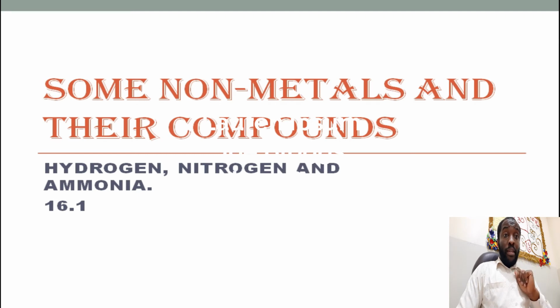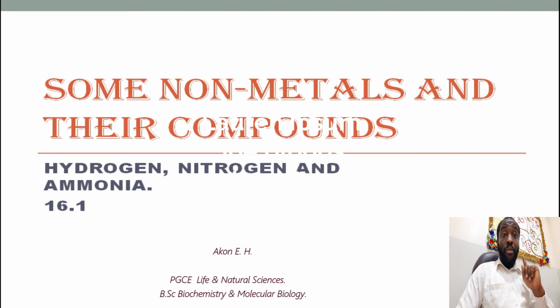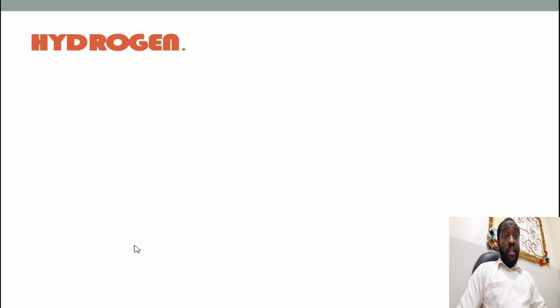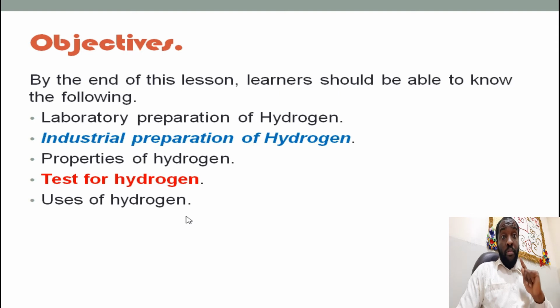You're once more welcome to grade 9, and our first chapter is some non-metals and their compounds. First things first, we shall be looking at hydrogen. At the end of this lesson, you should be able to describe the laboratory and industrial preparation of hydrogen. Secondly, we expect you to state some of the properties and uses of hydrogen. And before we round up, you should be able to give a test for this gas. You should be able to tell us how we can test for the gas hydrogen in the lab.